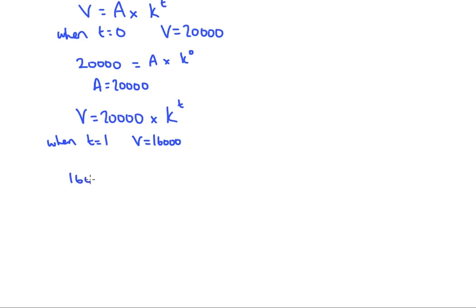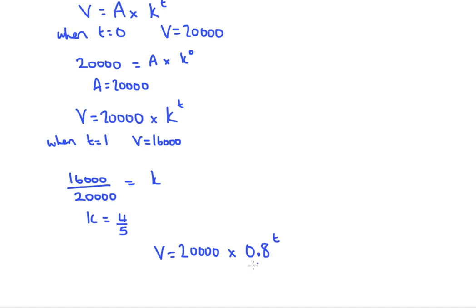So 16,000 divided by 20,000 is going to equal k to the power of t, but t is just 1, so that's just k. So k is 16 over 20, or 4/5. So the equation that we're going to use is v is 20,000 times by 4/5, or 0.8, to the power of t.